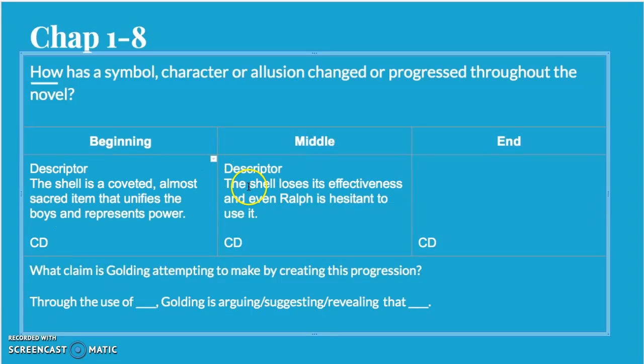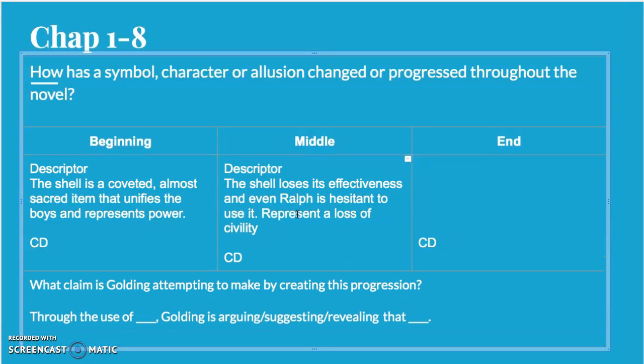Then for the middle, you might do that the shell loses its effectiveness, and even Ralph is hesitant to use it. This might represent a loss of civility. We're still in the middle of the book, so we're not 100% sure yet, but that would make sense given the descriptor at the beginning. So again, go find a concrete detail and then leave some space for when we get back to this at the end.